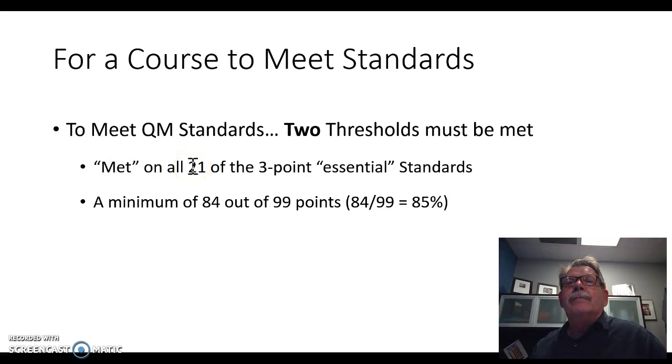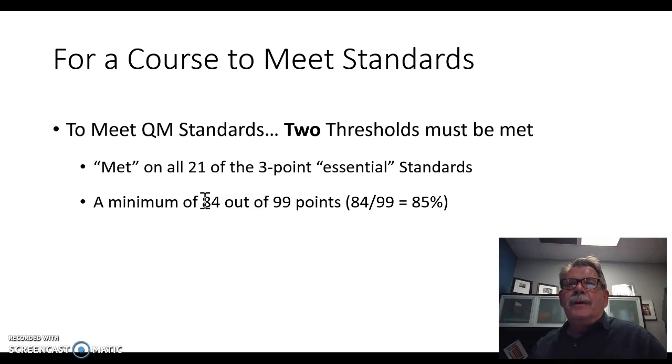Every one of the 21 3-point standards, the essential standards, must be met. And we'll look at what met means here in a second. And in total, you have to achieve a score of 84 of the 99 points that are total possible, and both of those things have to happen.